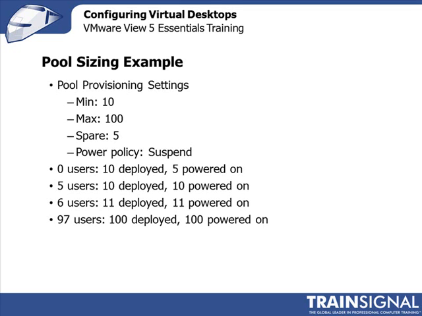Now, if I have 97 users, there's going to be 100 VMs deployed. So now I'm kind of violating that 5 spare rule, but that's because I've hit the 100 max. So I've got 100 max VMs actually deployed, and therefore 3 extras that are powered on and available. So I don't have my 5 spares, but that's because the maximum setting is enforcing that.